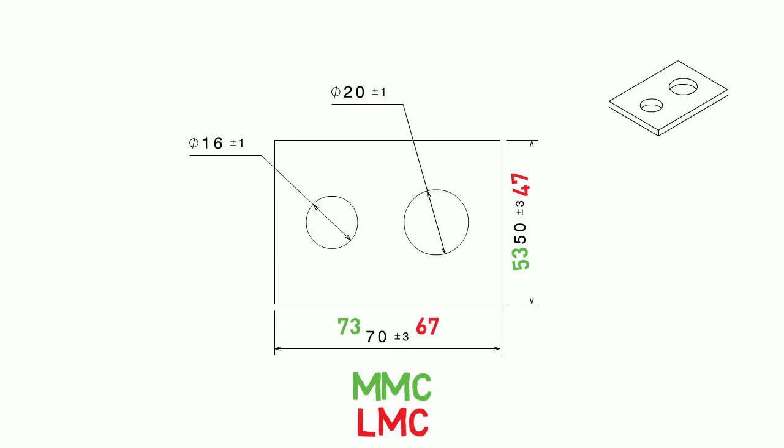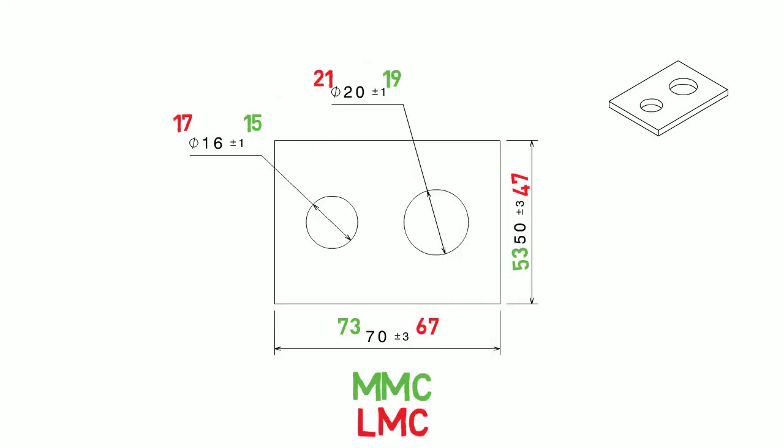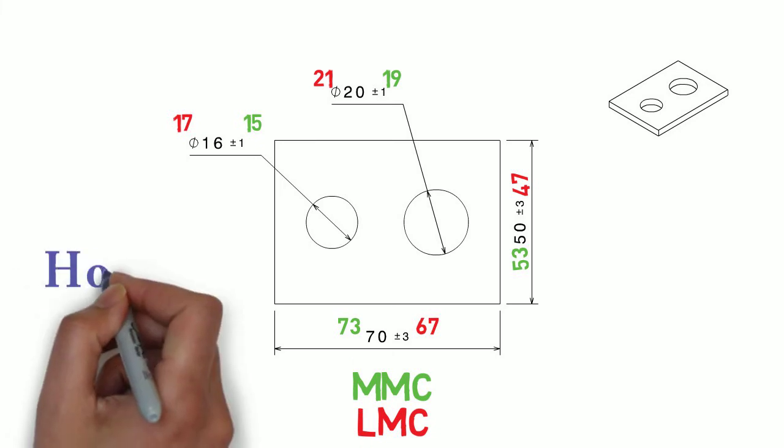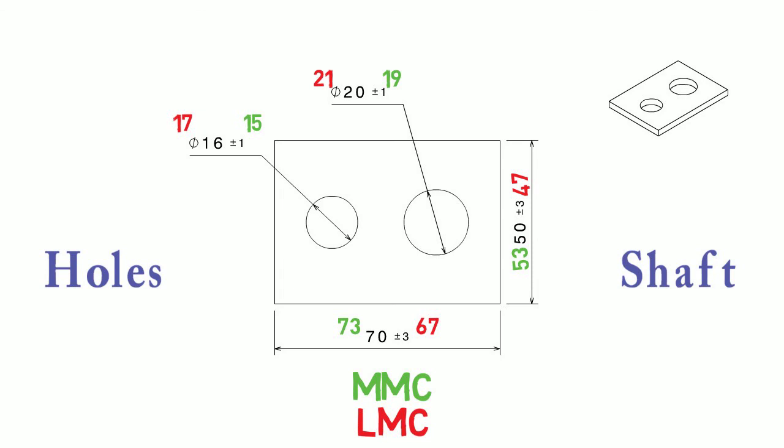But in case of holes, opposite will happen. MMC is 15 mm and LMC is 17 mm. Here MMC is 19 mm and LMC is 21 mm. Here observe the difference between material conditions of holes and shafts properly. Now we will see how we show both of these conditions. We show MMC by a letter M inside a circle, while LMC by a letter L inside a circle.